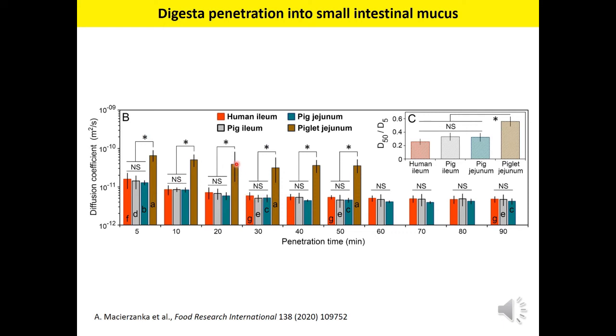The only mucus which was much more penetrable to lipid digesta was the piglet mucus, and this might have been because of the different structural organization of this mucus, which was more heterogeneous and fragmented. This was probably because of the different kinetics of the mucin secretion and also the cellular turnover in the neonatal gut.